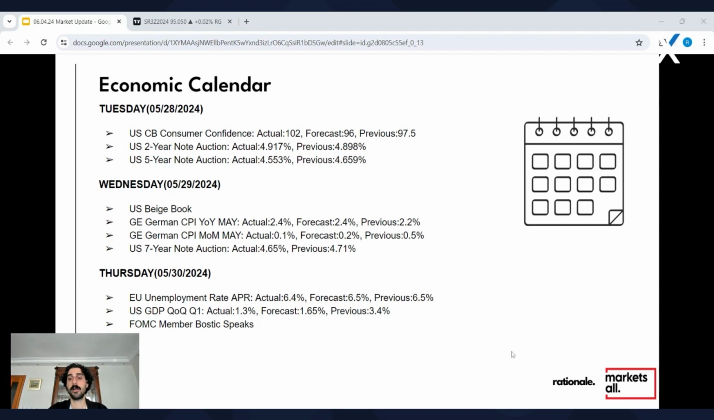And also there were Fed member speeches, and one was a pretty important one.